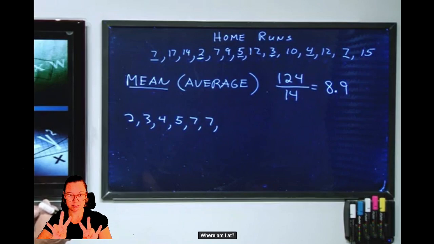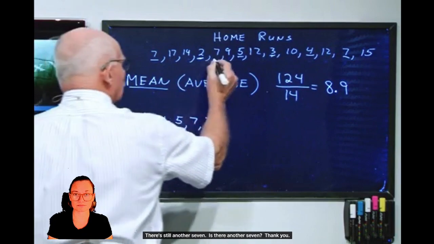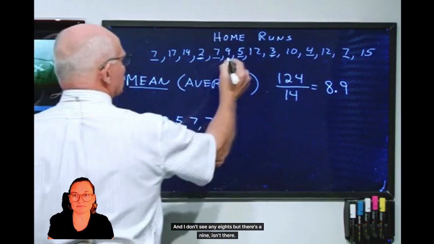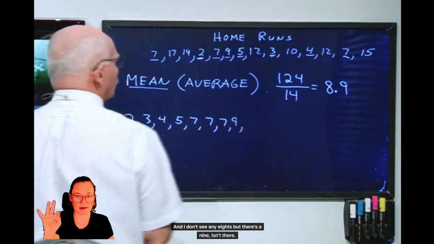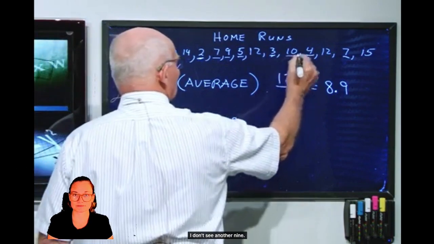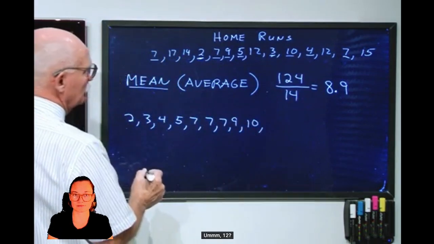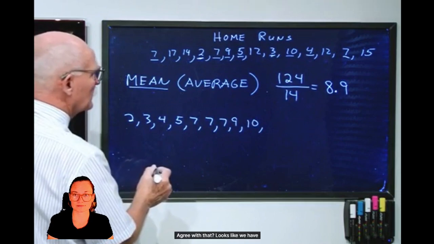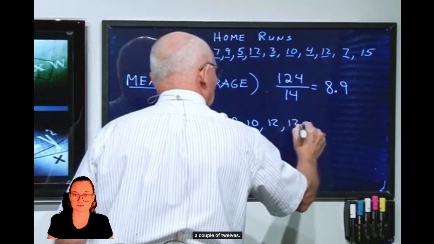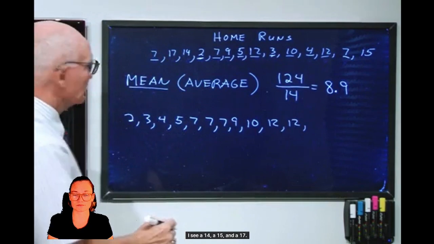Where am I at? There's still one more 7. 9? Is there another 7? Uh-huh. Thank you. And I don't see any 8s, but there's a 9, isn't there? And then we have a 10. I don't see another 9. 12? You agree with that? Looks like we have a couple of 12s. I see a 14, a 15, and a 17, okay?